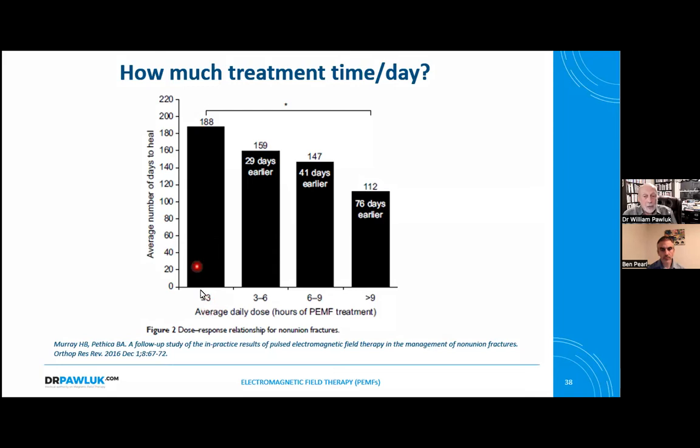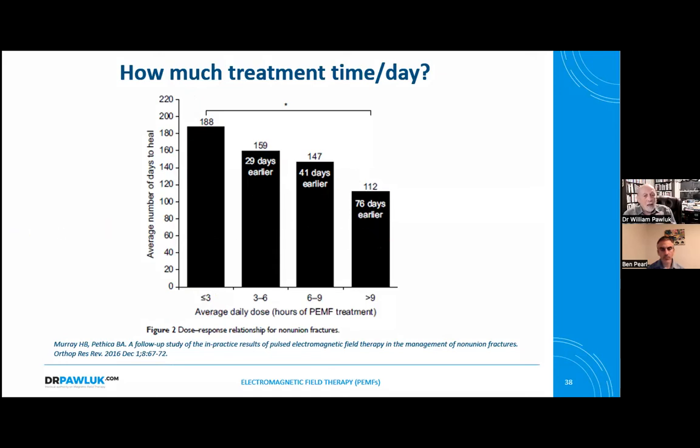Those who did less than 3 hours a day took 6 months to heal, as opposed to 3 months. So in other words, double the healing time. So they healed about 76 days earlier.